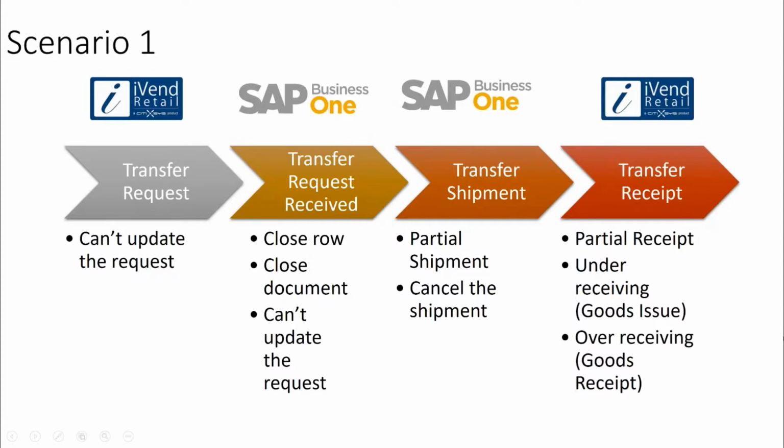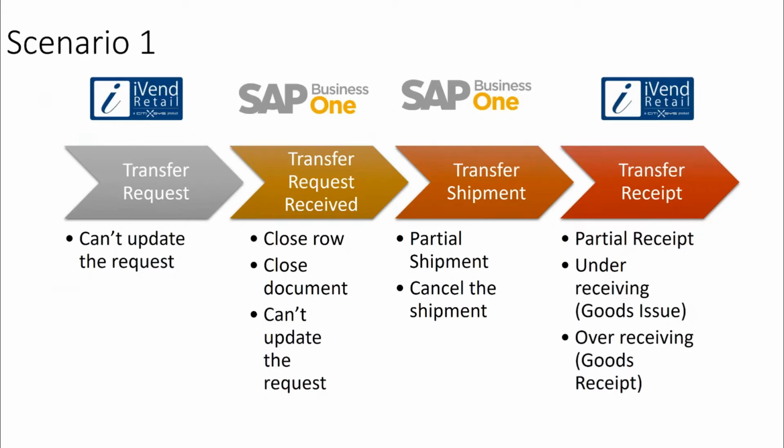It's not much in the business process. Then we go to the scenarios. We have scenario number one with SAP B1. The transfer request will be raised from the store, from the iVend side, and the from warehouse is the general warehouse we see using SAP B1. Then from SAP B1, the warehouse will do the transfer shipment, and then the iVend store will do the transfer receipt. So let's go to the system to try one process from here.